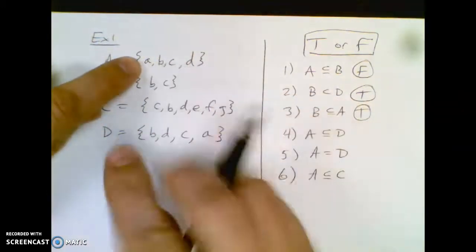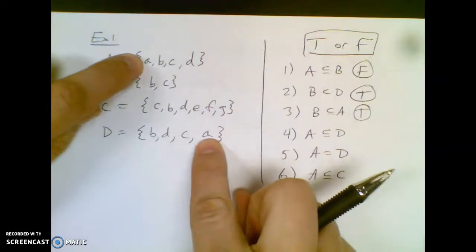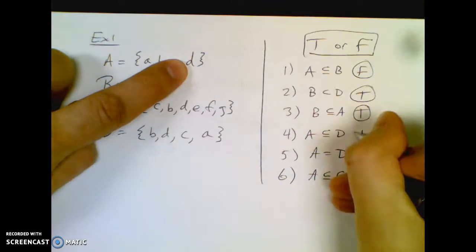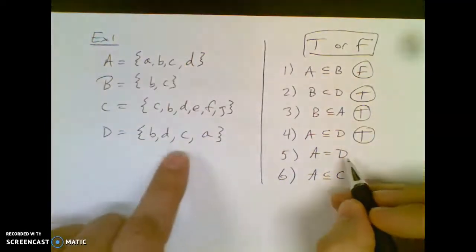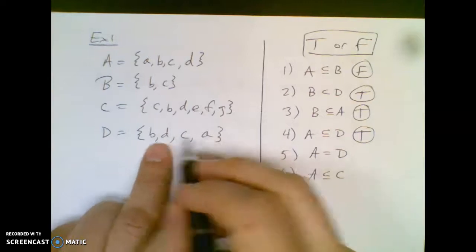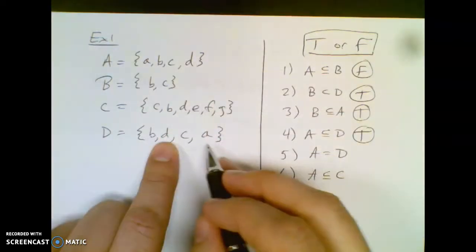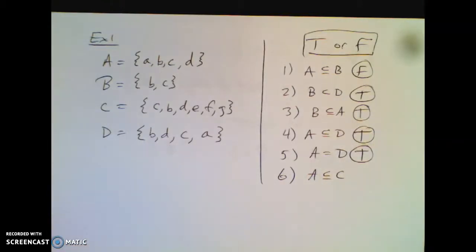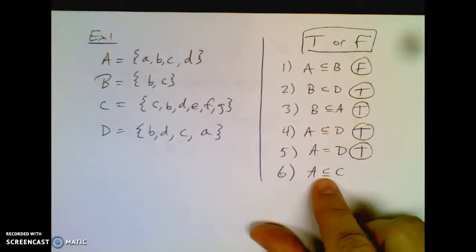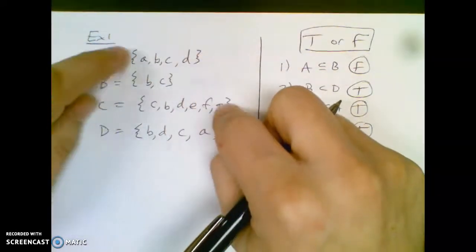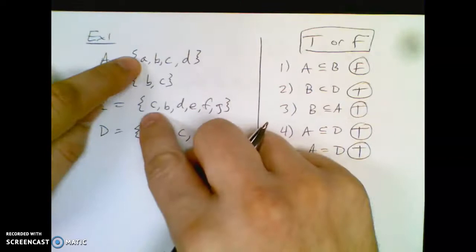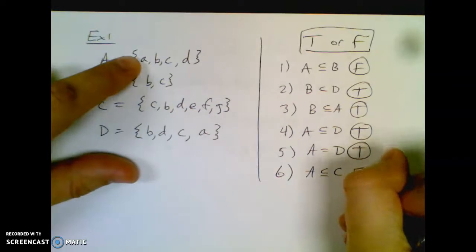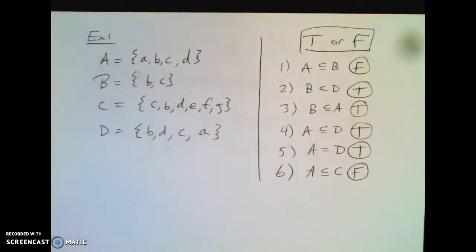How about A is a subset of D? Does every element from A show up in D? There's an A, there's a B, there's a C, there's a D. So yes, every element is there. Are they equal? Meaning, does every element from this one show up in here, and every element of this one show up in here, and order doesn't matter? That's true. They're the same. Is A a subset of C? Does every element of A show up in C? No, it's missing the A. It has everything else, the B, the C, the D. So if one of them is missing, it's false. Hopefully that makes sense.